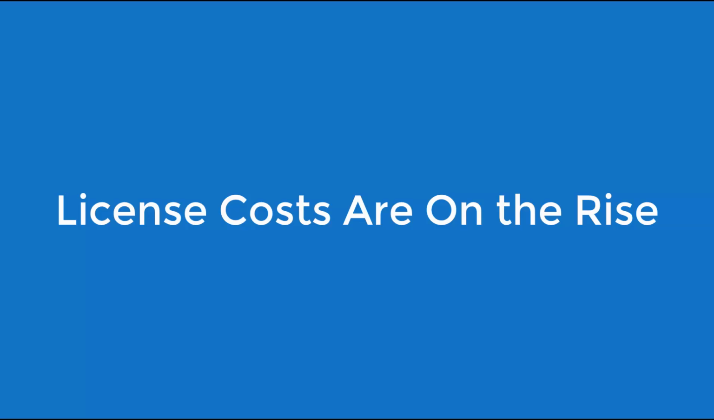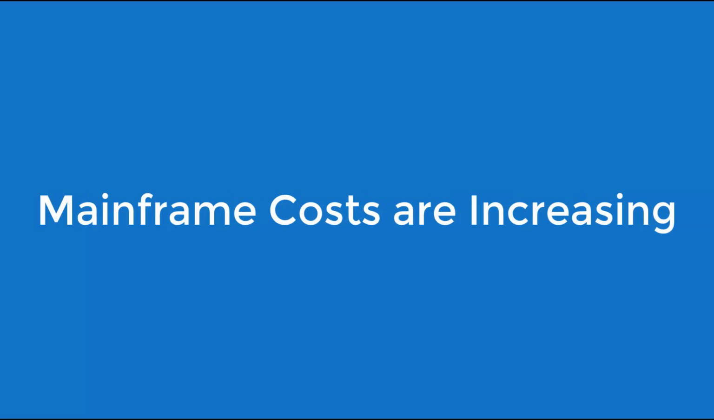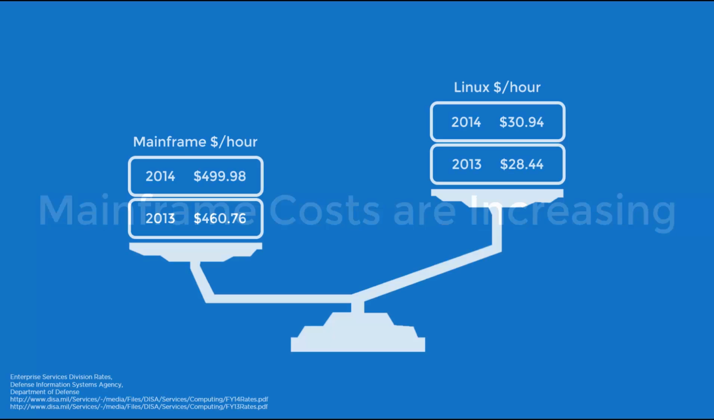On top of rising licensing costs, the cost of the mainframe itself is increasing, especially in contrast to modern environments. For example, according to the U.S. Department of Defense, the average mainframe per hour cost in 2014 was $499.98, while the average cost of a comparable Linux environment was only $30.94 per hour.